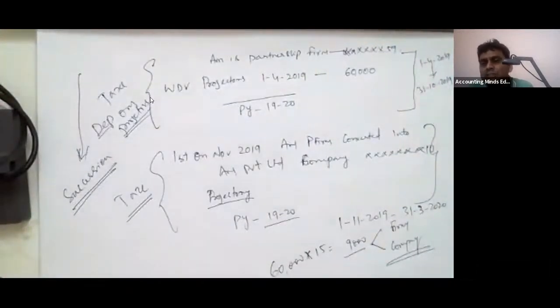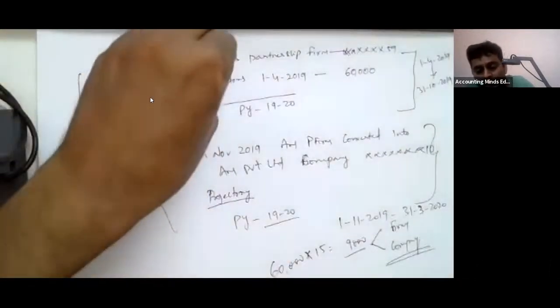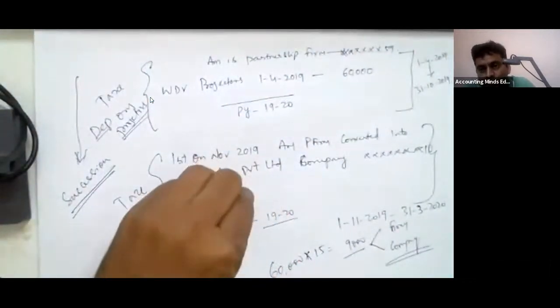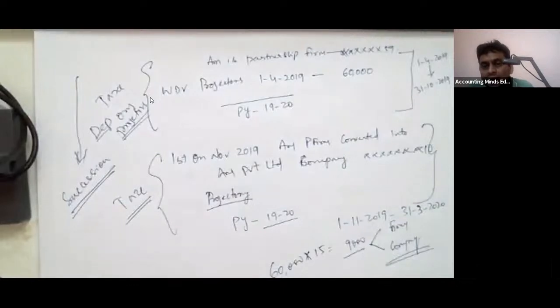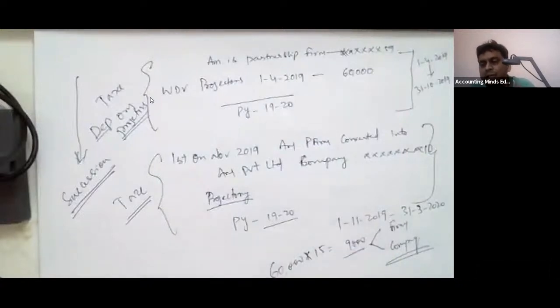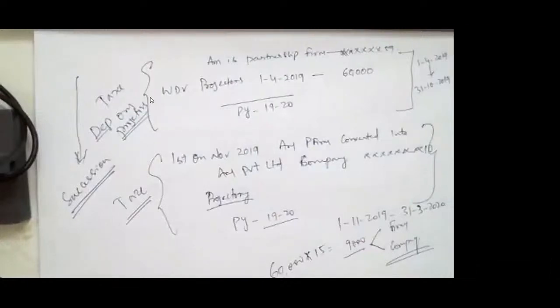Okay, but the conversion has happened. This is called succession. There are certain rules when succession should be considered. The same partners should be the shareholders in this company. There are some conditions to be fulfilled. If those conditions are fulfilled, then it is called succession, and that is the way of splitting the depreciation. Guys, make sense? Yes, sir.